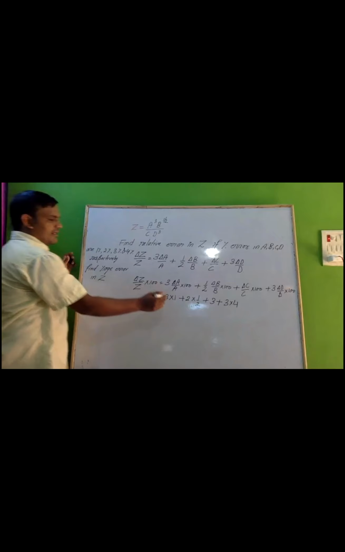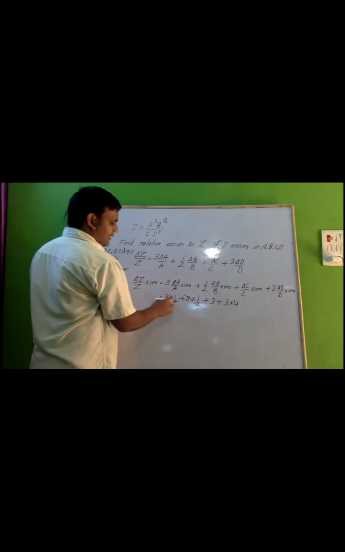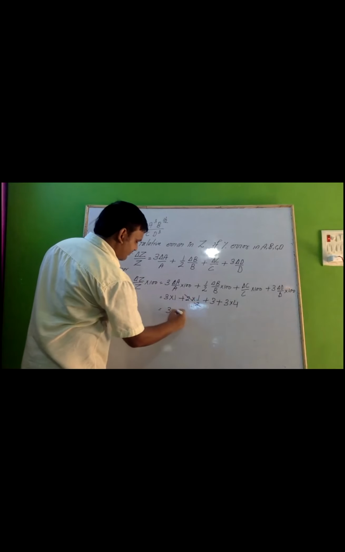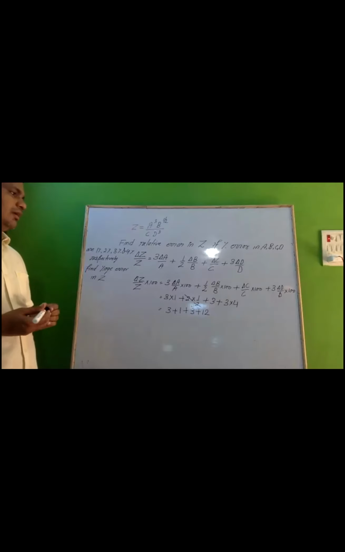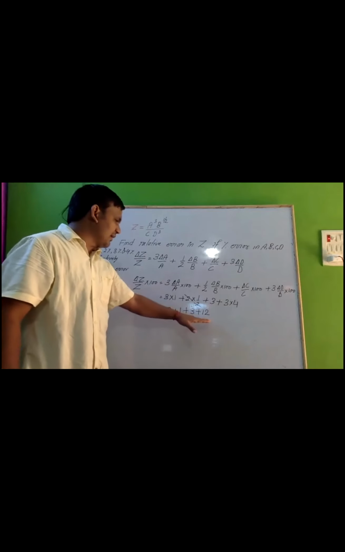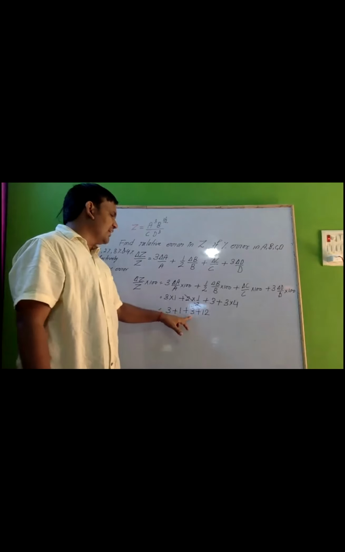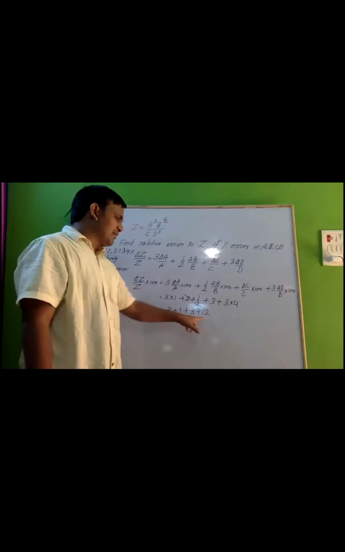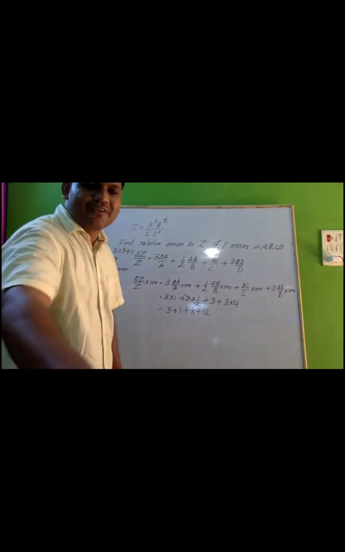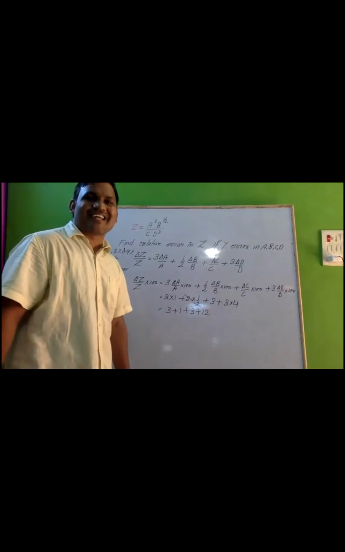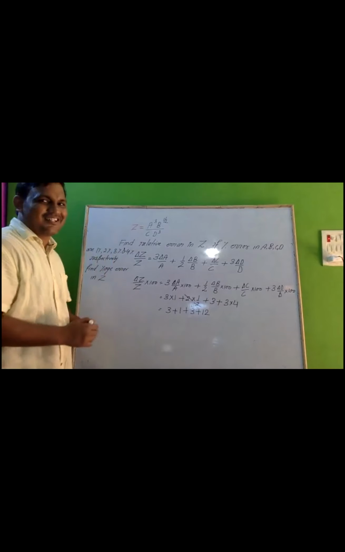So we can just simplify it. This will be 3 plus 1 plus 3 plus 12, which gives 19%. So the percentage error in Z will be 19%.